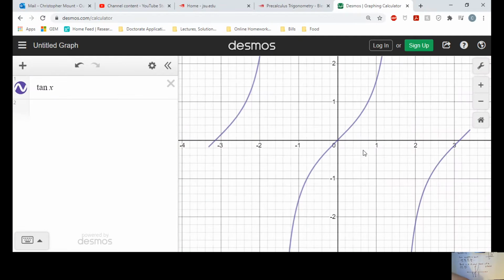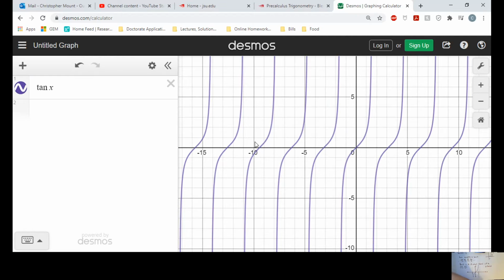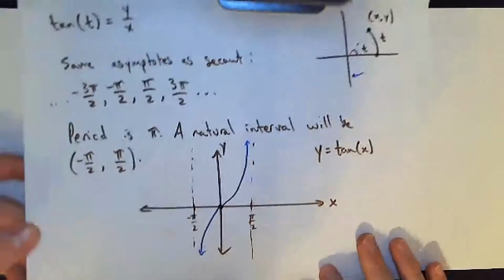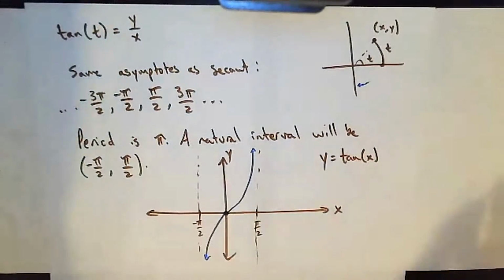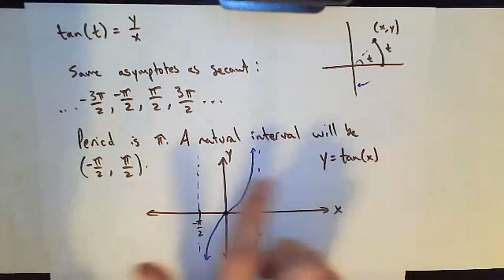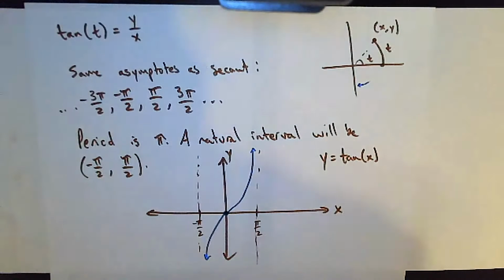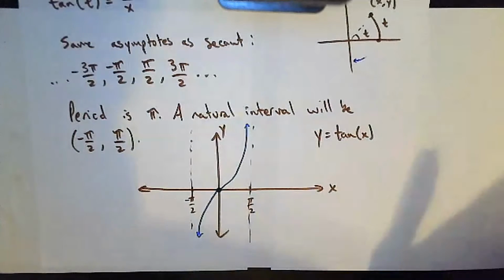Cool. So there's the tangent graph. Any notes about it? Well, I think I've noted everything here, the natural interval, the period. What else did I write down? There's no kind of nice interpretation, connecting it to sine or cosine, really, not like cosecant and secant had, right? So it's kind of its own graph.